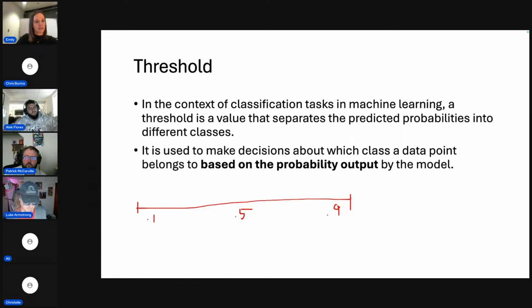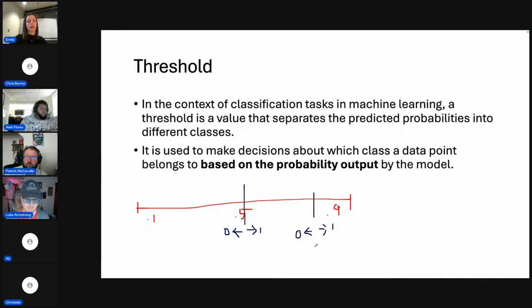We could say 0.5 is our threshold. So every output that has a probability greater than 0.5 is 1, and every output that has a probability less than 0.5 is 0. But we don't have to put it at 0.5. We could put it at 0.8. And this would be 1, and this would be 0.